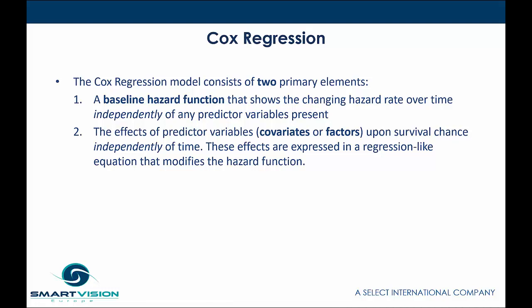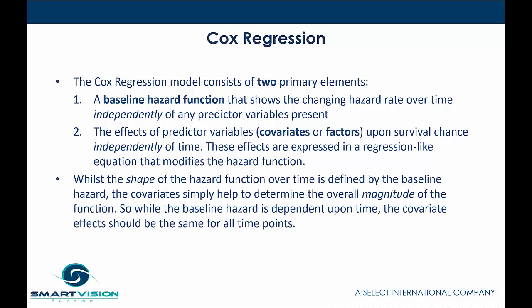And the second element are the effects of those predictor variables, whether they be covariates or factors. The effects are expressed as actual coefficients, and their effects upon survival chance should be independent of time. These effects are expressed in a regression-like equation with coefficients, just like logistic regression, that actually modify the hazard function. Well, what do we mean by that? What we mean is that whilst the shape of the hazard function over time is determined by the baseline hazard, the covariates simply help us to determine the overall magnitude of the function, so it kind of shifts it to the left or the right.